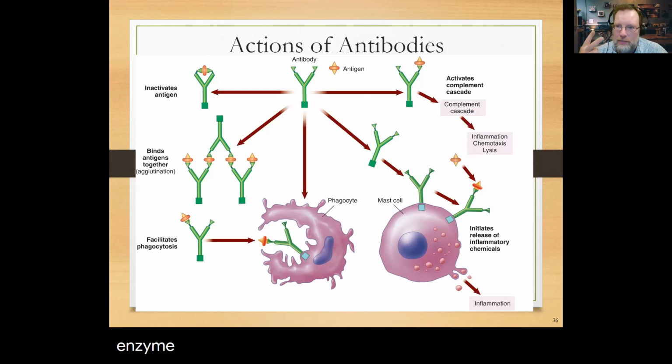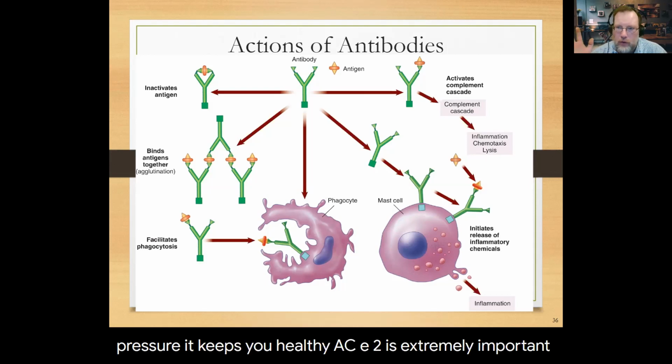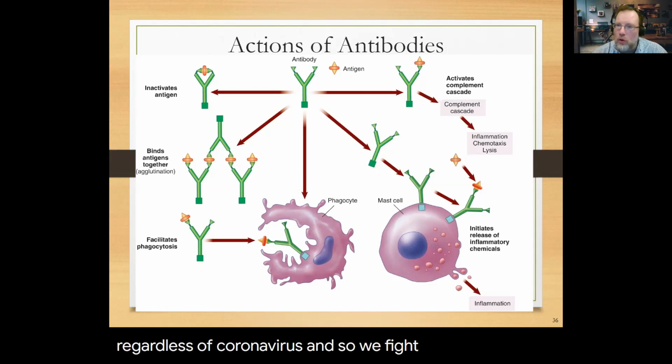Angiotensin converting enzyme 2. And what that does is it lowers your blood pressure. It keeps you healthy. ACE2 is extremely important regardless of coronavirus. And so we find it all over the body. The ACE2 are on cells everywhere in the body, particularly though in the lungs and in the small intestines. So if we can somehow block COVID from attaching and activating these ACE2 enzymes, that could slow its progression as well.